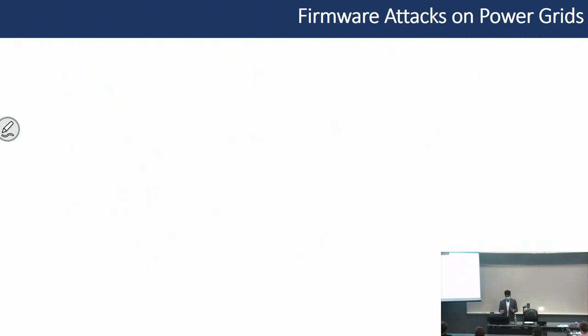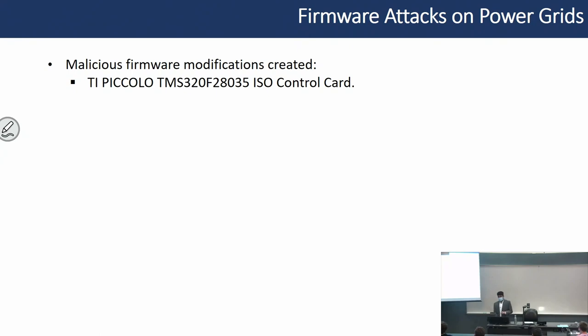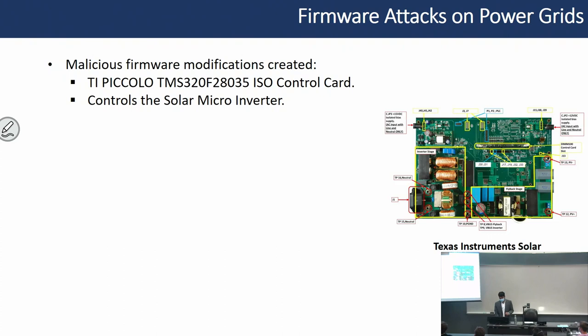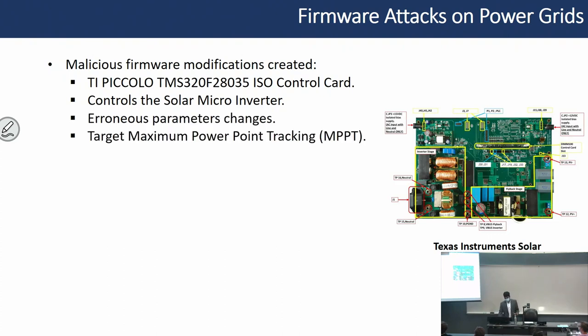So let's look at first how the attacker works. We use this TI Piccolo control card for experiments. It controls the solar microinverter. So this is the solar microinverter. And we did erroneous parameter changes in the maximum power point tracking function. The maximum power point tracking function is a function that is present in these microcontrollers. It looks at the photovoltaic cell panel, the PV panel, and tries to see what is the maximum power that can be obtained from it, right?